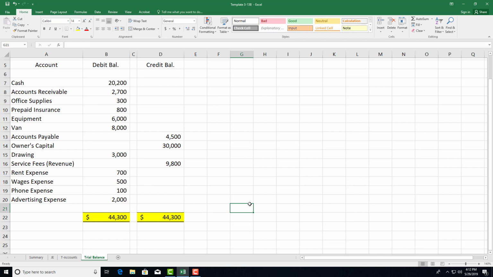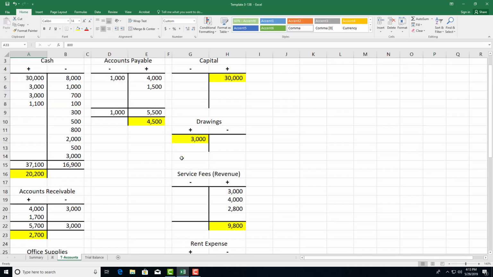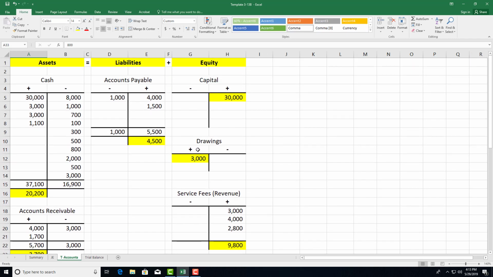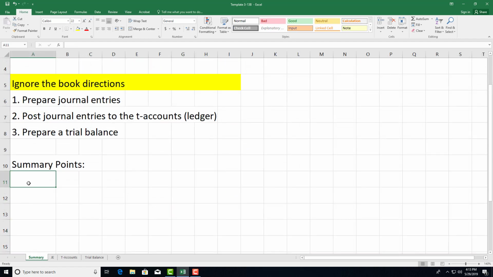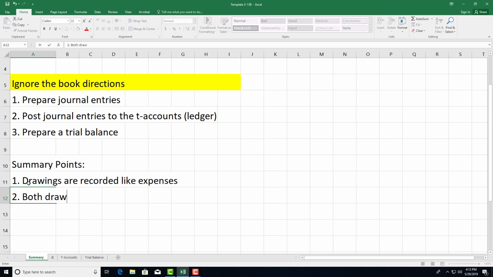Okay, I want to just write down a few summary points real quick. One thing that I wanted to point out, drawings are recorded like expenses. So both drawings and expenses are debited. So I'm going to go over here, summary points. Okay, so drawings are recorded like expenses. A second point, both drawings and expenses reduce equity.